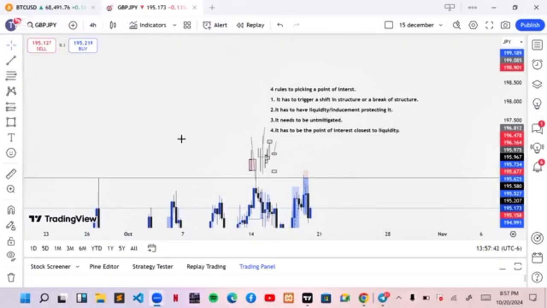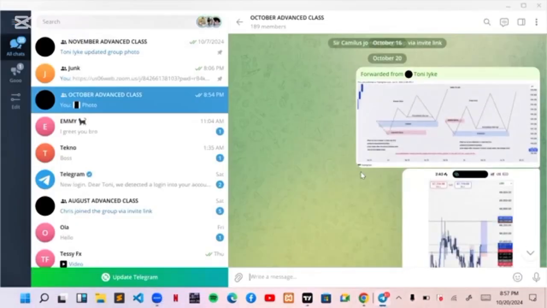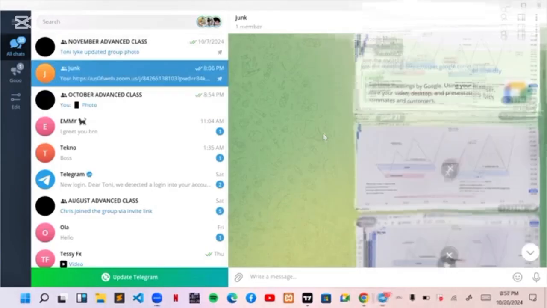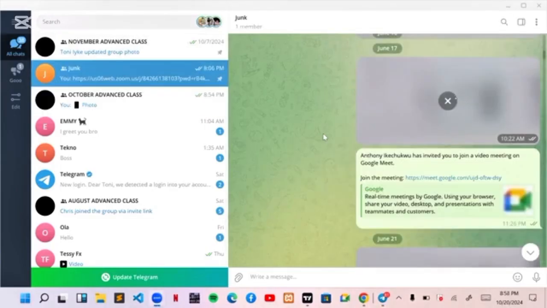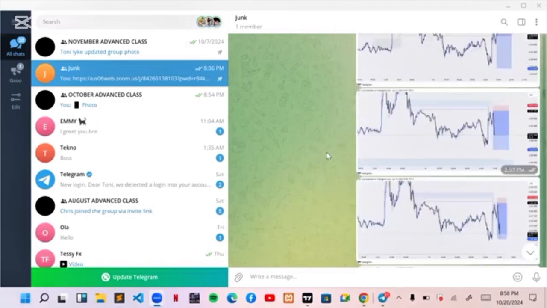The breaker block should always start from the body. If the first pullback mitigates the wick of the breaker block, but it does not mitigate the body of the breaker block, you can still use the breaker block. I have a scenario on GJ where the wick of the breaker was mitigated, but the body of the breaker was never mitigated. It's still valid to use for entry. Let me see if I can find that trade.